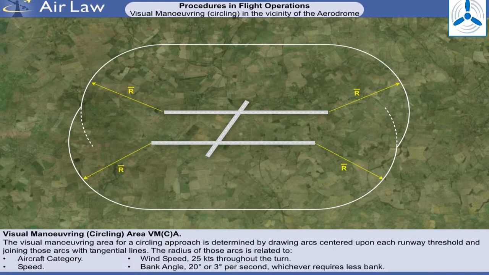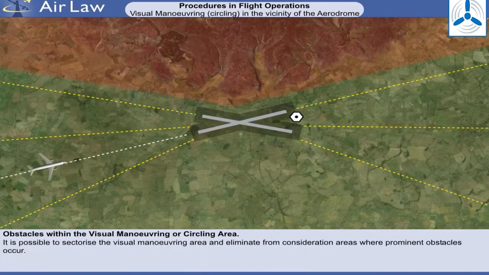The radius of those arcs is related to aircraft category, speed, wind speed, 25 knots throughout the turn, and bank angle, 20 degrees or 3 degrees per second, whichever requires less bank. It is possible to sectorise the visual manoeuvring area and eliminate from consideration areas where prominent obstacles occur. When this option is exercised, the published procedure will prohibit circling within the sector with obstacles in it. This diagram illustrates the situation.